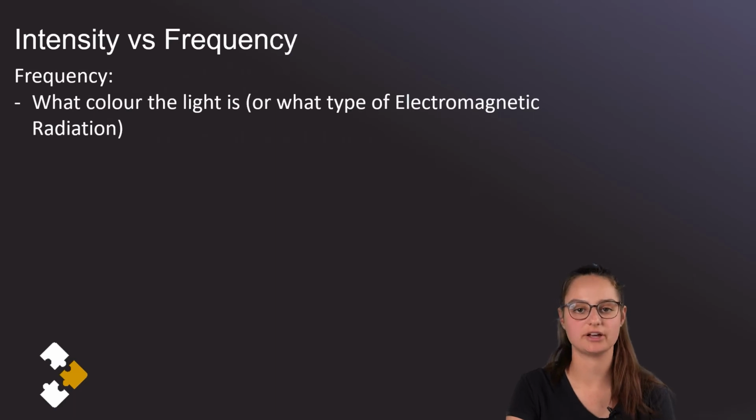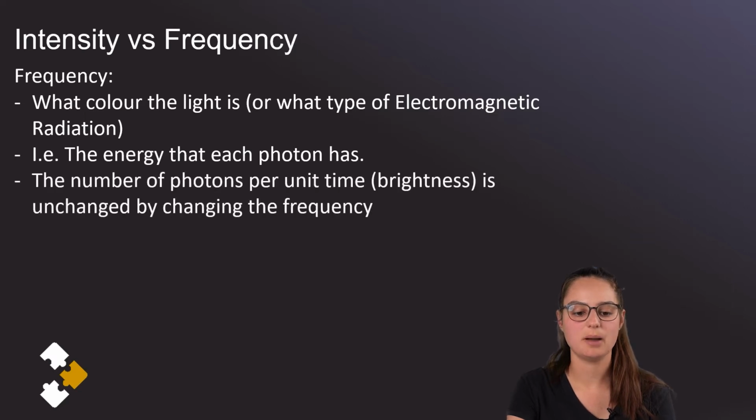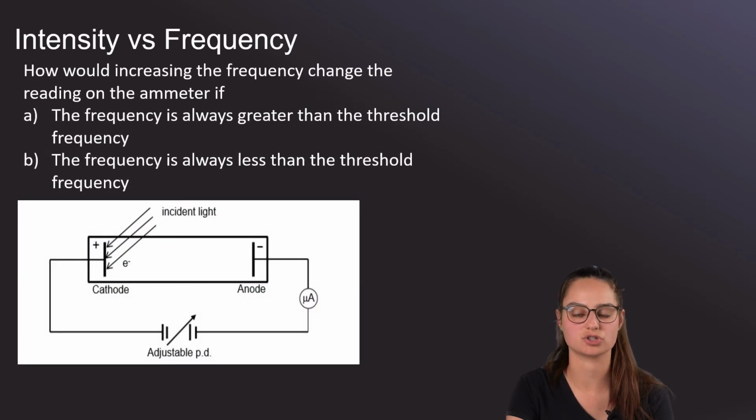So now let's take a look at frequency. Frequency is what color the light is or what type of electromagnetic radiation it is. So it determines the energy that each photon has. The number of photons per unit time, or brightness, is unchanged by changing the frequency, which is really important to remember. So if we look at this example, which asks how would increasing the frequency change the reading on the ammeter?